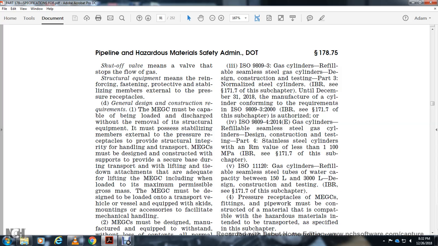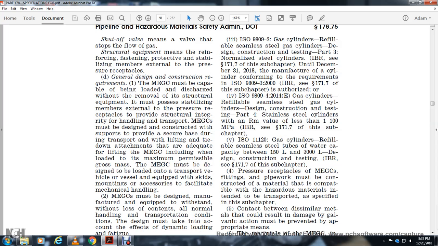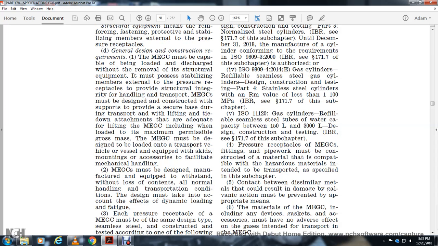Pressure receptacles, MEGC fittings and pipework must be constructed of material that is compatible with the hazardous material intended for transport, as specified in the relevant chapter. Contact between dissimilar metals that could result in damage by galvanic action must be prevented. The material of the MEGC, including any device, gasket or accessory, may have no adverse effect on the gas intended for transport in the MEGC.